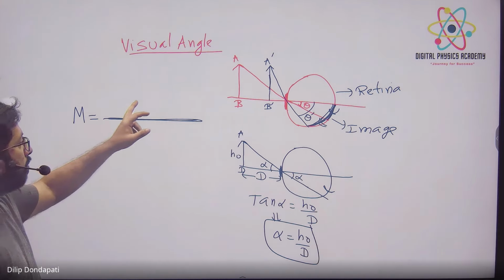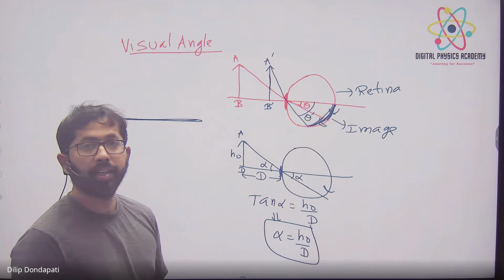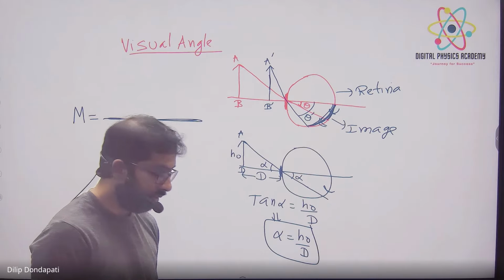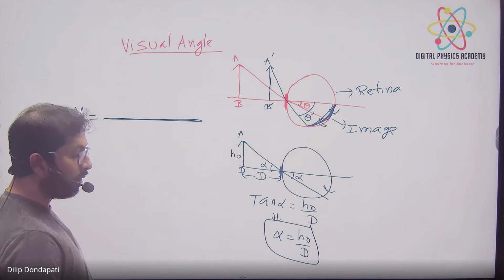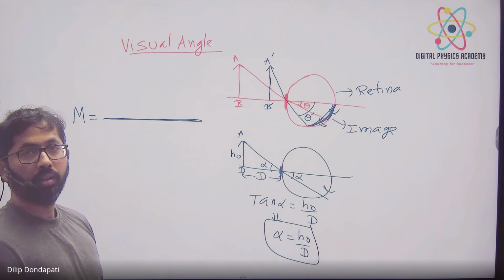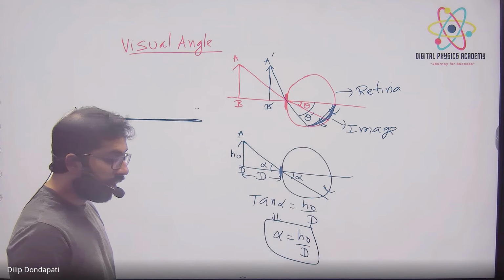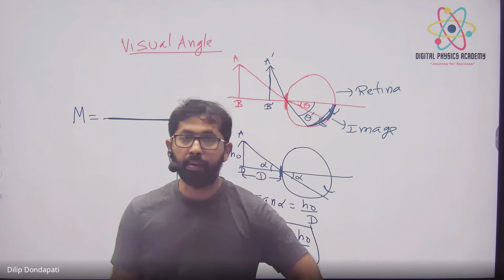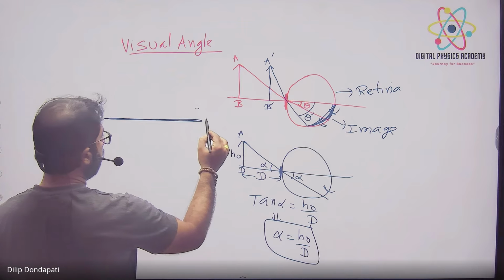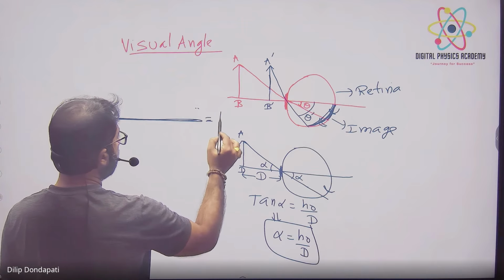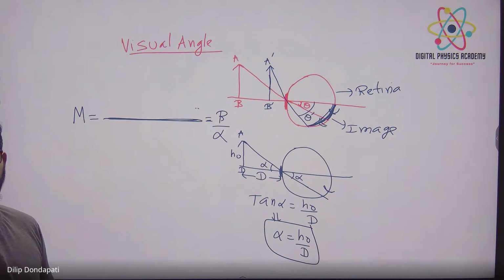Visual angle subtended by final image, total by visual angle subtended by the object kept at capital D. That is equal to, I call it as beta by alpha. This is the magnification we have to find now in all cases में.